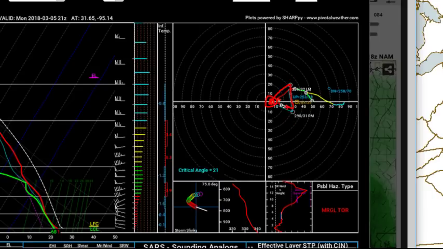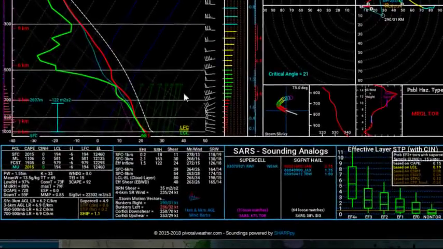But just looking at the raw model data, that very poor 0 through 1 kilometer storm relative helicity would be a problem. Let me see if that shows up in the table here. SRH, surface through 1 kilometer, only 18. That's very, very low.